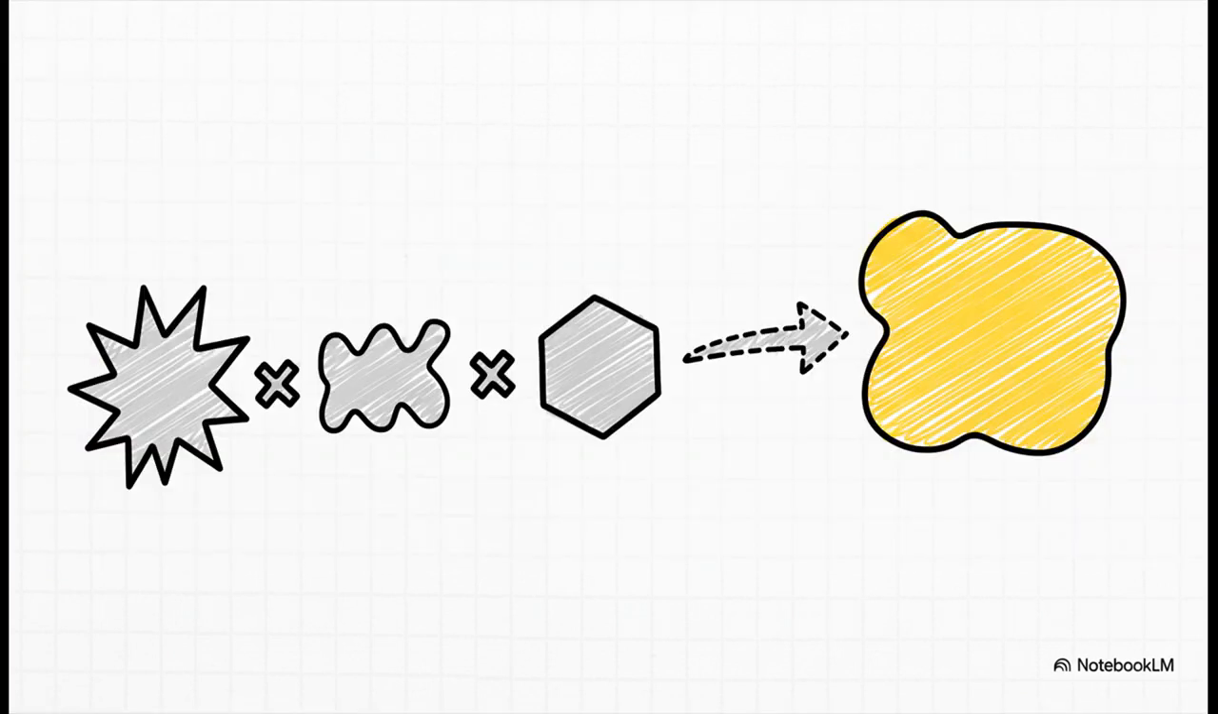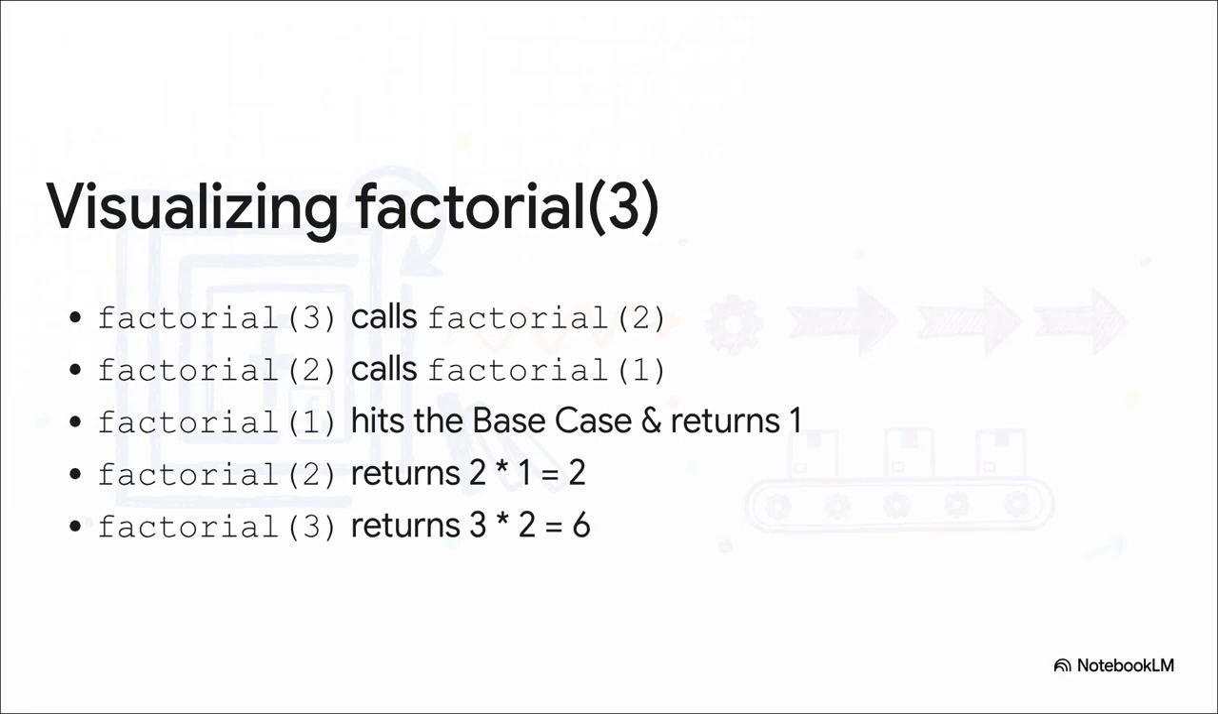Theory is one thing, but let's make this real. A classic textbook example is calculating a factorial. So, the factorial of 3, which we write as 3 with an exclamation mark, is just 3 times 2 times 1, which is 6. This kind of problem is built for recursion. So check this out. When you ask the code for factorial of 3, it says, I can't solve that yet, but I know it's 3 times whatever factorial of 2 is. So it calls itself to find factorial of 2. That function then says, well, I'm 2 times whatever factorial of 1 is. So it calls itself one more time.